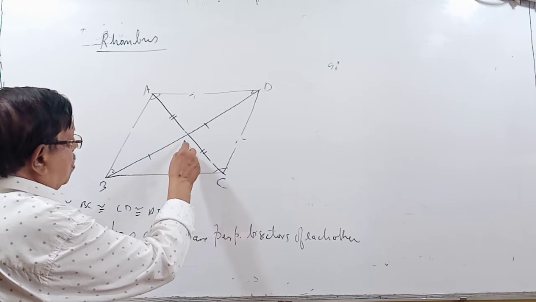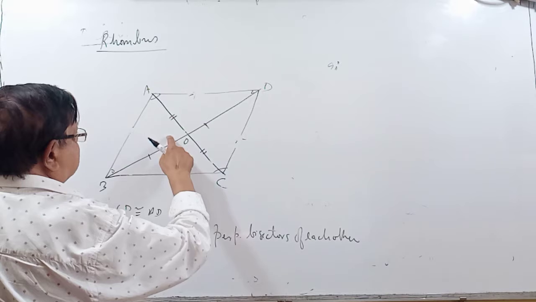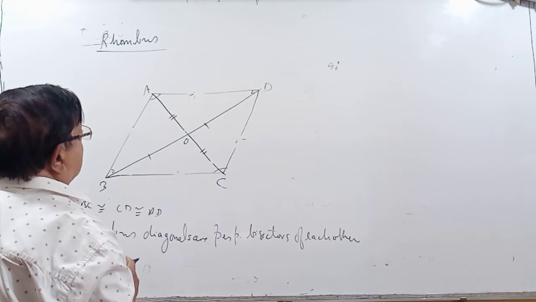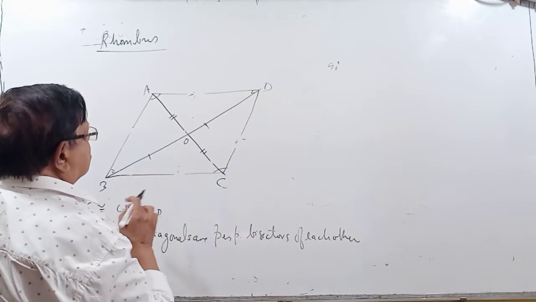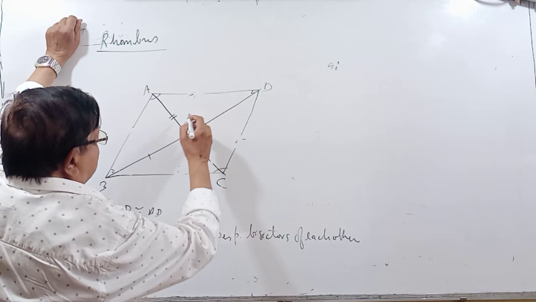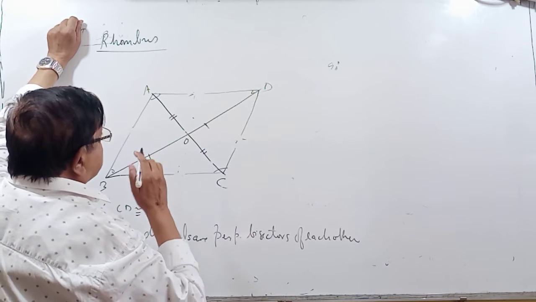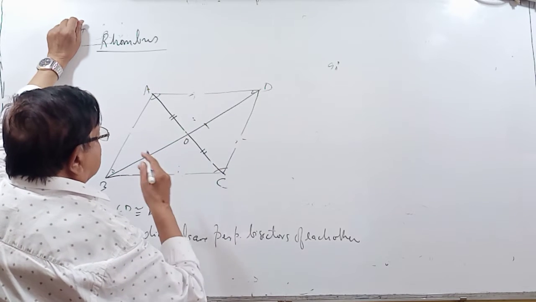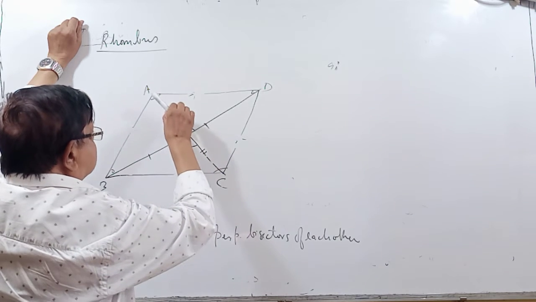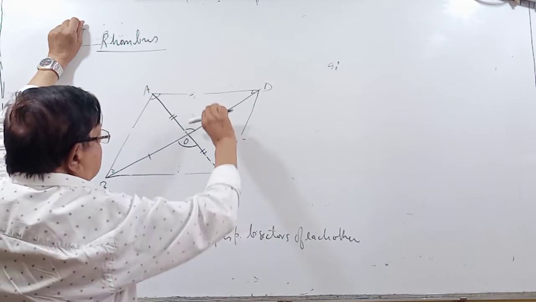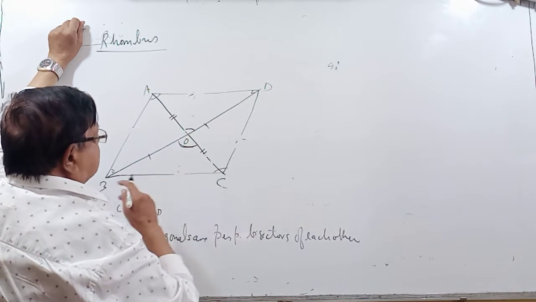Let us mark this as O. Let us take this triangle and this triangle, or this triangle and this triangle. Any two triangles. Now if I take this triangle and this, this angle is equal to this angle. This is congruent to this, this is congruent to this, and this angle is equal to this angle, vertically opposite angles.